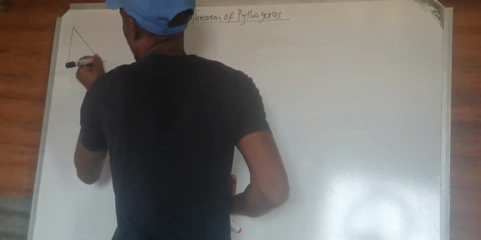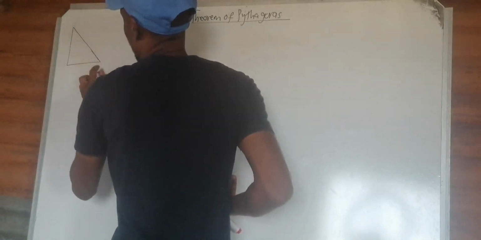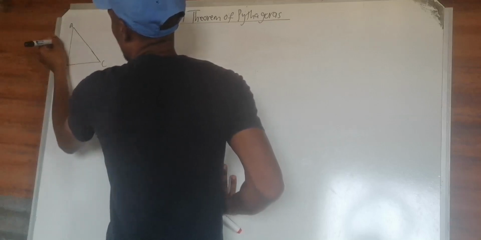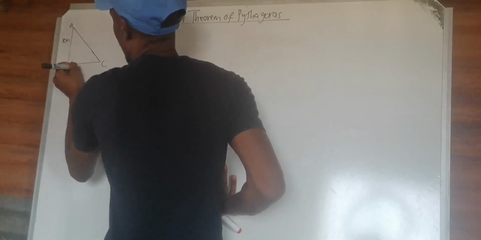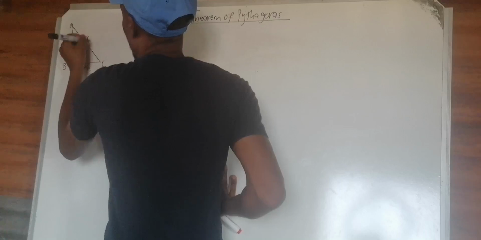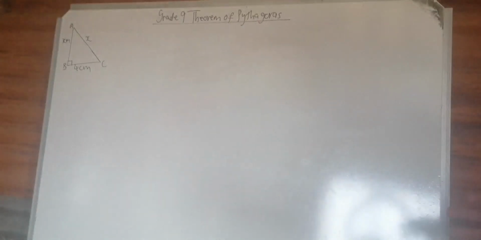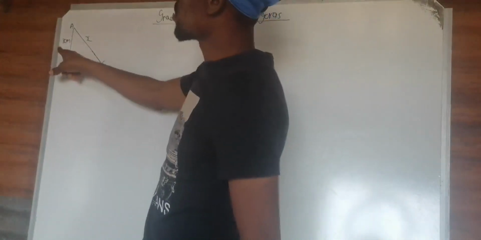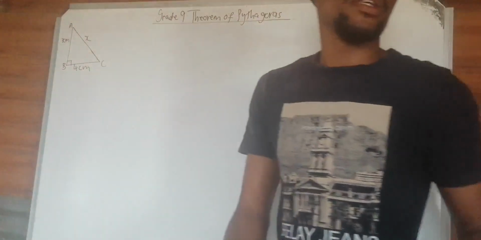Now you can be given a figure or a triangle, A, B, C. Say 3 centimeters, 4 centimeters, and you want to find the value of x. In a right angled triangle, we have the adjacent side, the opposite side, and the side which we call the hypotenuse. So the hypotenuse is the longest side in your right angled triangle.